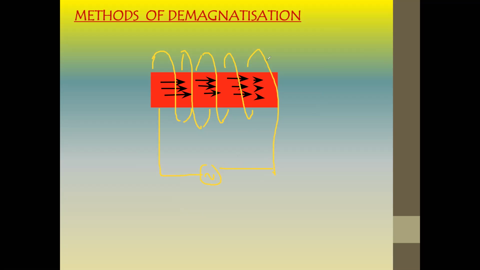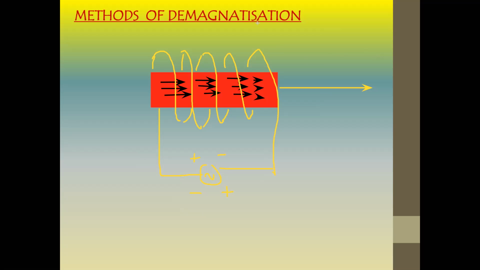When we pass an AC current, it continuously changes the direction of the magnetic field, because first the right hand side is positive, the left hand side is negative. Next moment, the left hand side will be positive, the right hand side will be negative. So as the direction of the current changes, the direction of the magnetic field will also change. And as the direction of the magnetic field changes, we can gradually take this magnet out. So when we take this magnet out, the material will be demagnetized.